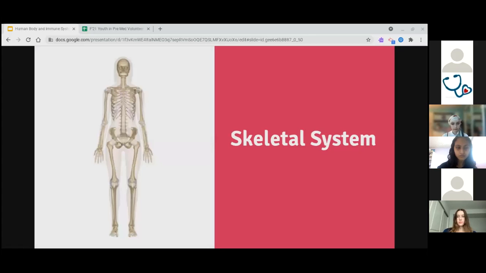The skeletal system. Babies are born with 270 bones. As the child becomes an adult, the bones fuse together, condensing the amount of bones from 270 to 206 bones. At around age 21, bone mass reaches its highest density.